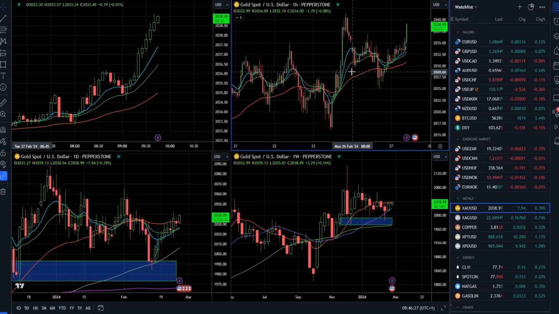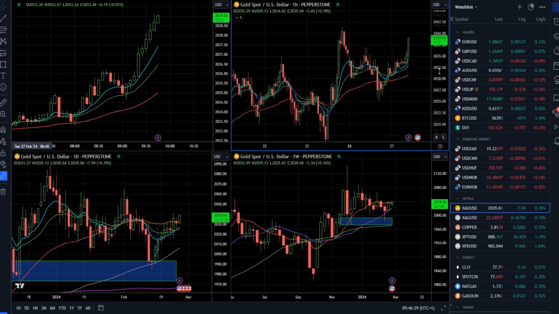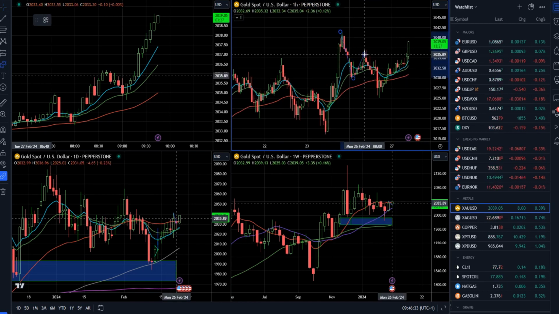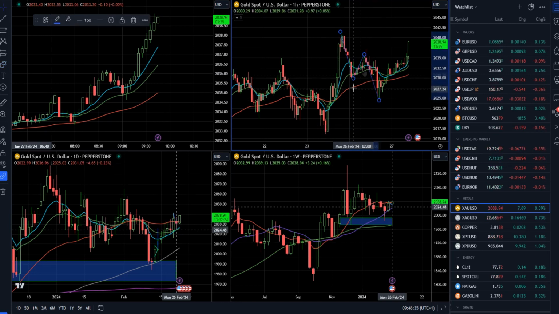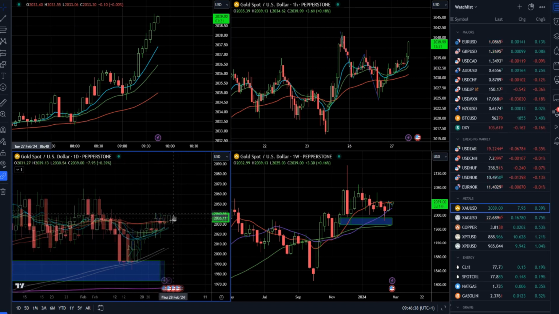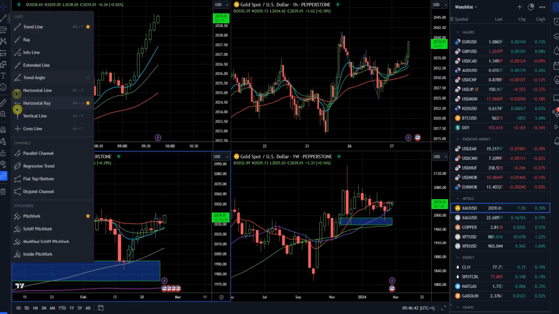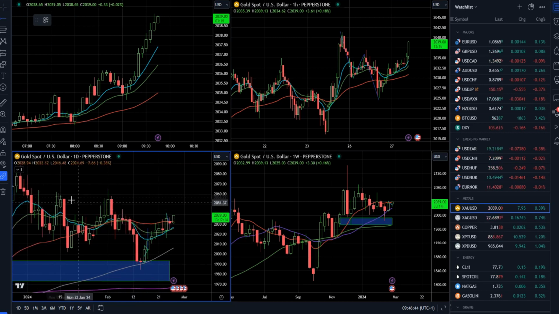Now, gold market had something similar on the hourly like on the euro. Here we had an hourly time frame completion of ABC downside correction, and now market is building higher. The daily time frame, we had an inside day yesterday, so there is a chance for the market to have a bigger imbalance in next period.